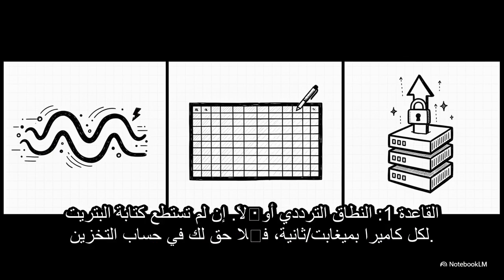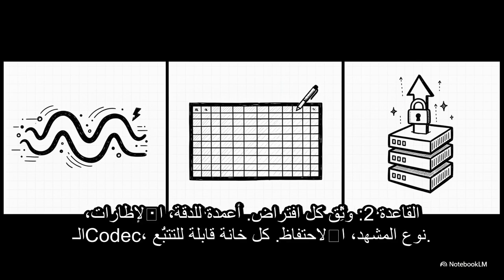Rule 1. Bandwidth first. If you cannot write the bitrate per camera in megabits per second, you honestly have no business calculating storage. Rule 2. Document every single assumption. Have dedicated columns for resolution, frame rate, codec, scene type, and retention days. Basically, if you assume it, you write it down. Every cell must be traceable.